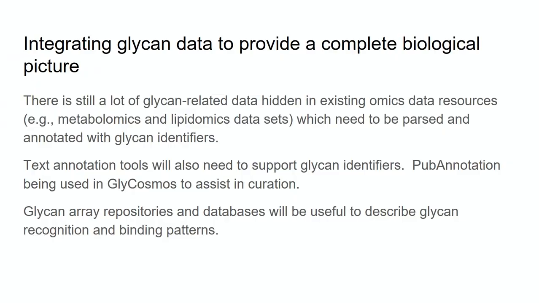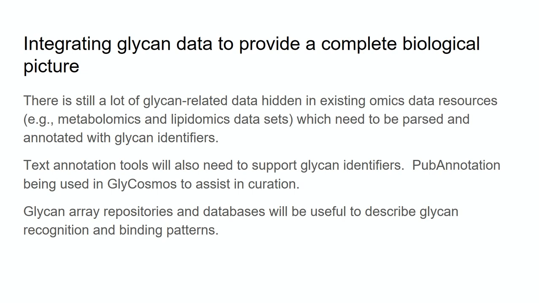And the last bit I wanted to do is bring it back to the idea we had at the end of one of the earlier slides, about integrating glycan data to provide a more complete biological picture. All of these resources we mentioned involve people generating new data and putting it on a resource, but there's actually a lot of hidden data that's already available. Particularly in omics data resources, whether metabolomics or lipidomics, there is data present that hasn't been annotated with glycan identifiers. So it's already there. We've already got it, but it's under the radar.